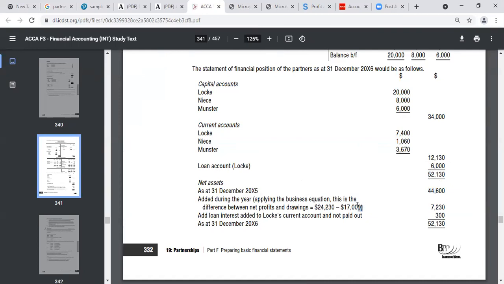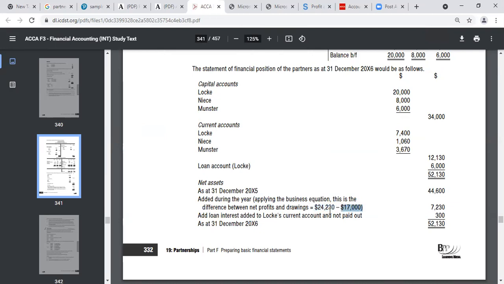Now this is the profit. Remember, net profits are also added to the equity, like they are part of the retained earnings. But since we didn't start with any retained earnings, ours just comes and recognizes the net profit. They gave us the net profit, which was 24,230.